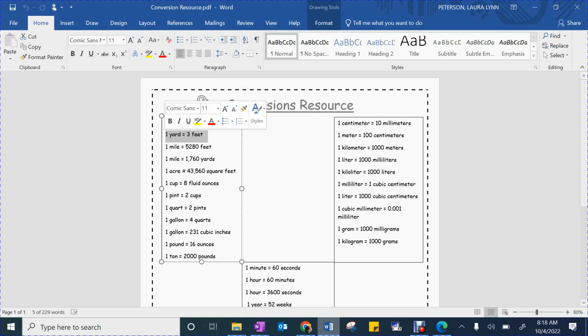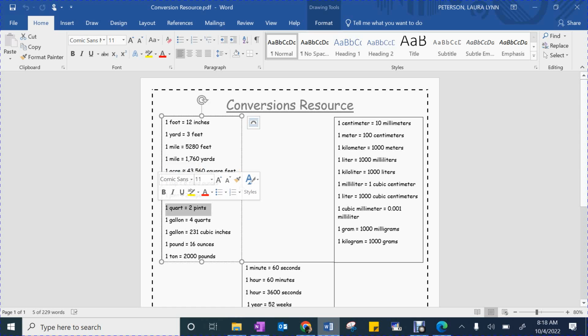My next one says yard and feet. Doesn't work because we need quarts and gallons. The next one says mile and feet. Doesn't work. Next one, mile and yards. Nope, still not quarts and gallons. Our next one is acre and square feet. Nope. Cup and fluid ounces. Nope. A pint and 2 cups. Nope, because again, I'm looking for quart and gallon. The next one says quart and 2 pints. This still doesn't work because I needed a quart and a gallon as my labels.